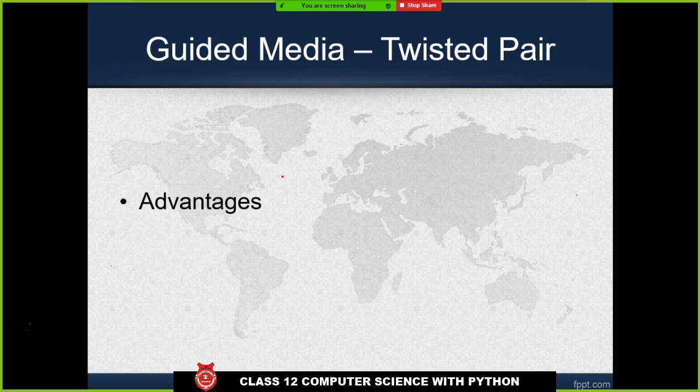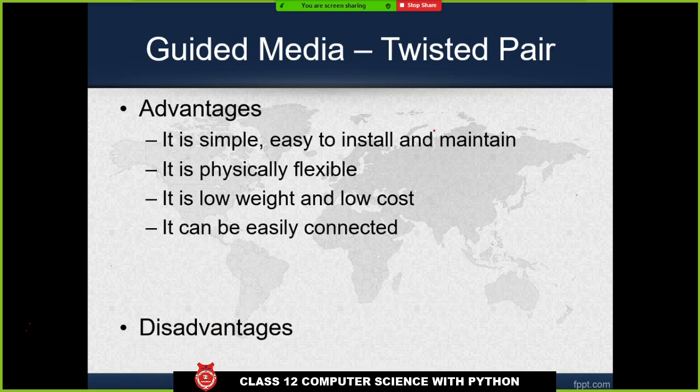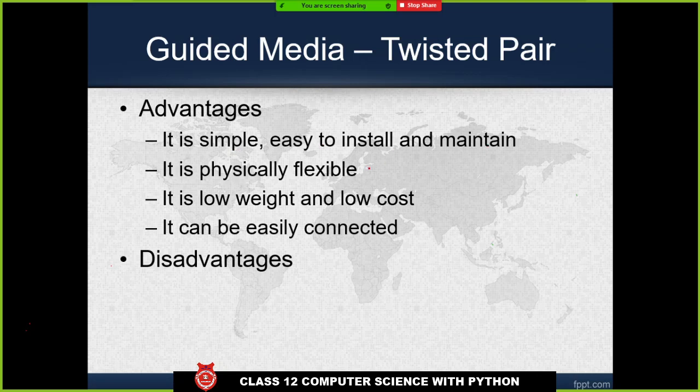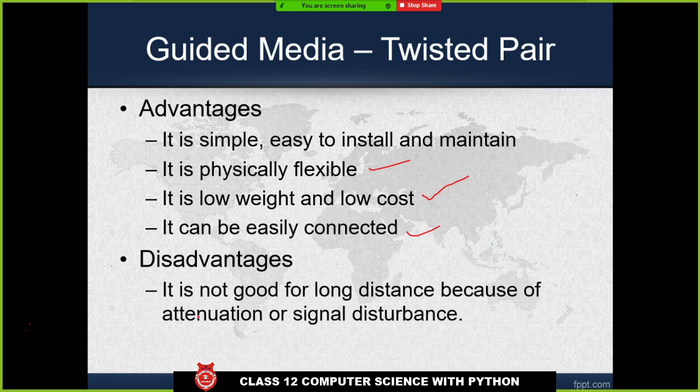And the advantages are this: they are simple, easy to install, and they are very flexible. They are not heavy, and the cost is also less, and it can be easily connected. But the disadvantage is this is not suitable for long distance. This type of cable is not suitable for long distance.